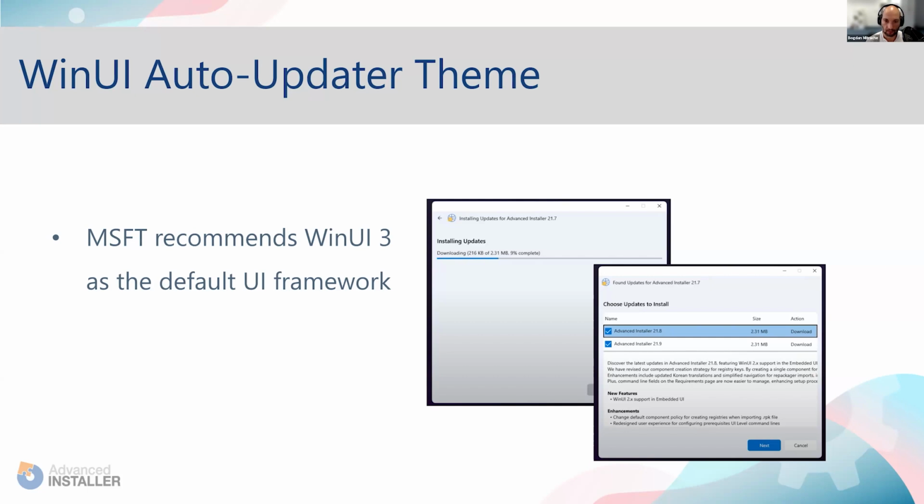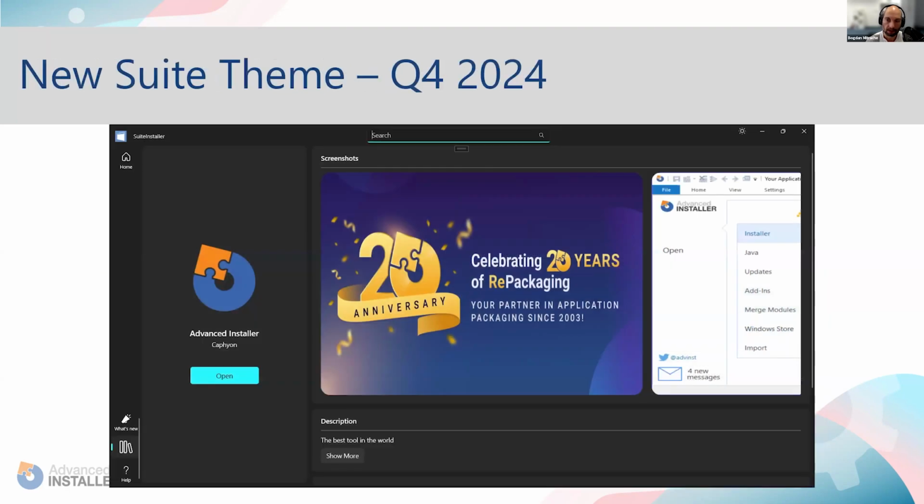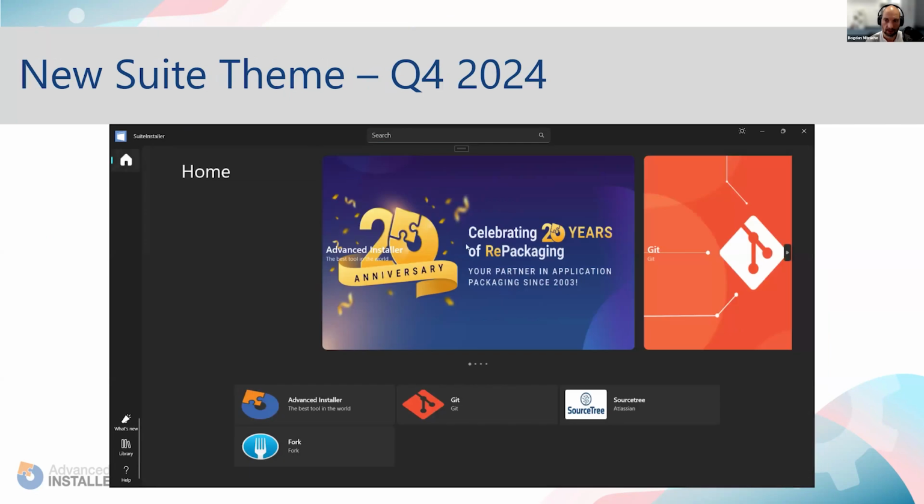Alongside this theme, we've also done other improvements with WinUI in different views in Advanced Installer, which you'll probably notice while using the application. But these are not visible to your end users as the updater is. And we've also been working on improvements in the installer themes. So you've seen last year we released the app installer theme, and now we're close to releasing a new theme optimized for suite installations. So basically bundling multiple installers inside the same package.